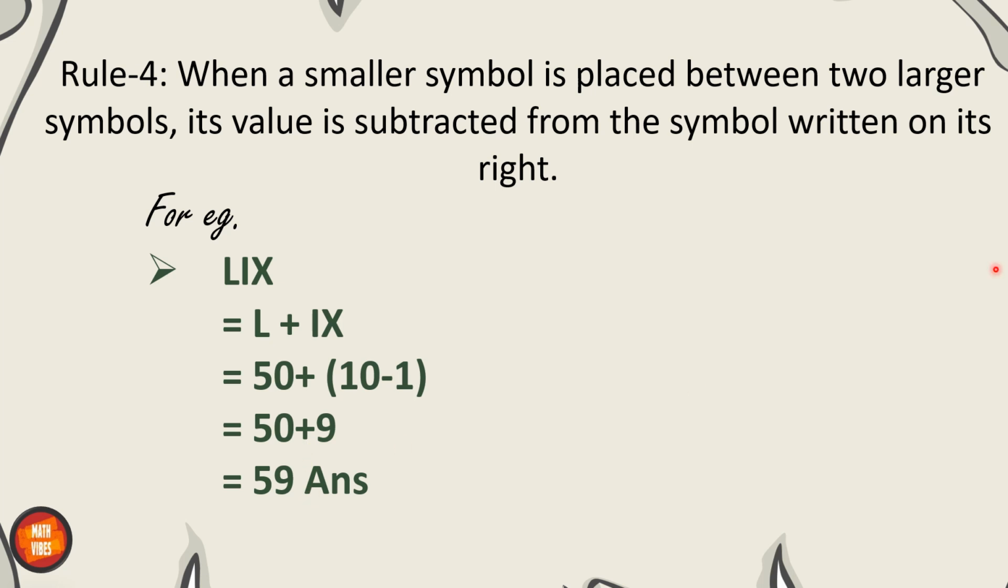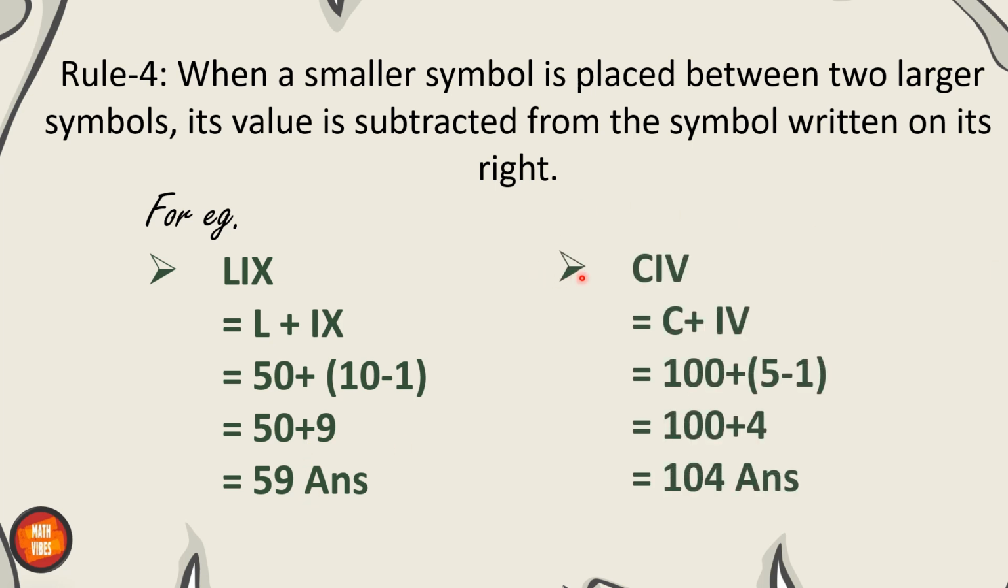Okay. One more example, let's see. If it is CIV, then it is C plus IV. C represents 100, and IV is not from big to small, right? So we will subtract V minus I, 5 minus 1, which is equal to 4. So it is 100 plus 4, which is 104.